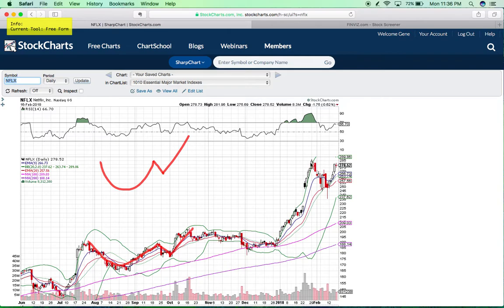And actually, even right now, it looks like Netflix may be forming a cup and handle now. It may very well hit this previous high around 285, see if it pulls back a little bit and then goes up. I don't know. We'll have to wait and see. The market's unpredictable, but knowing these things and being familiar with these things helps you to at least project what might happen. It helps you to control your risk. Remember, you want to be a risk manager, not a risk taker.